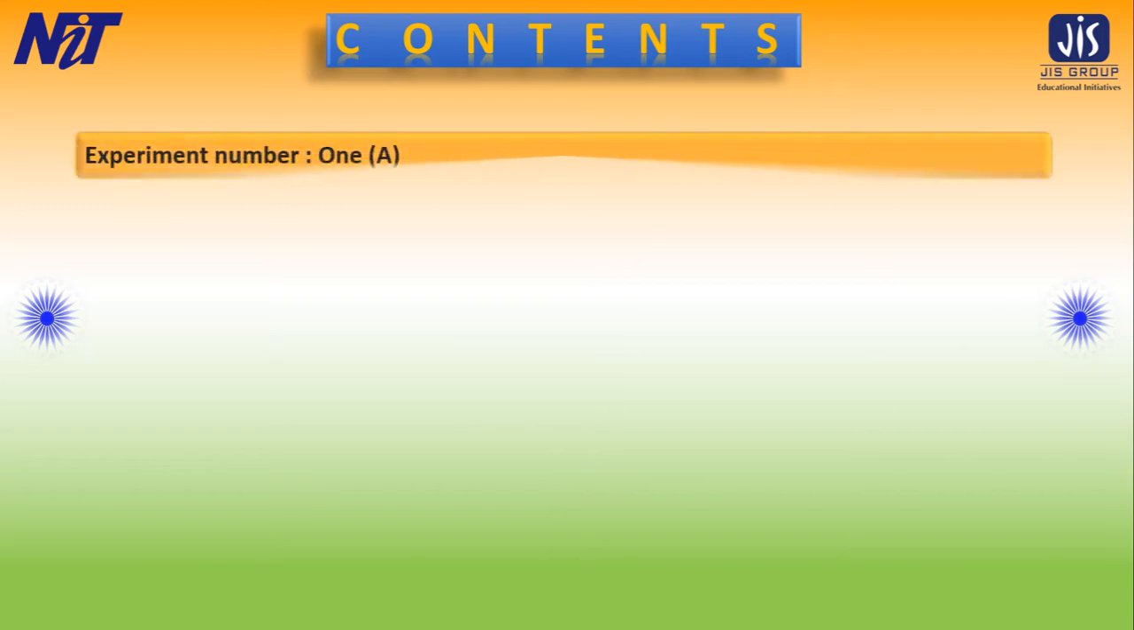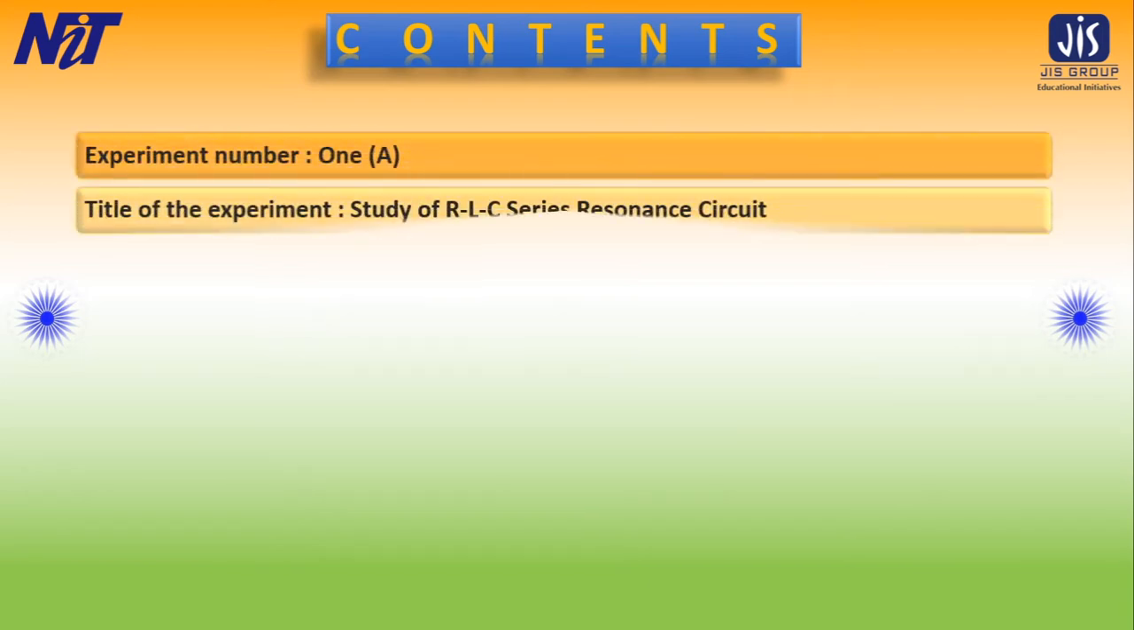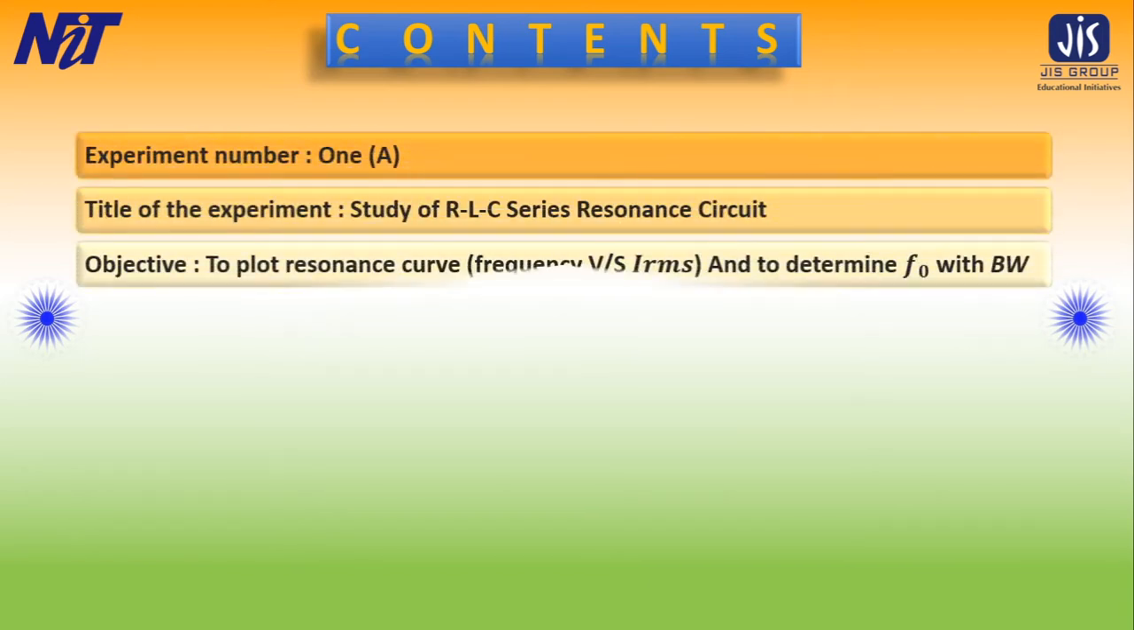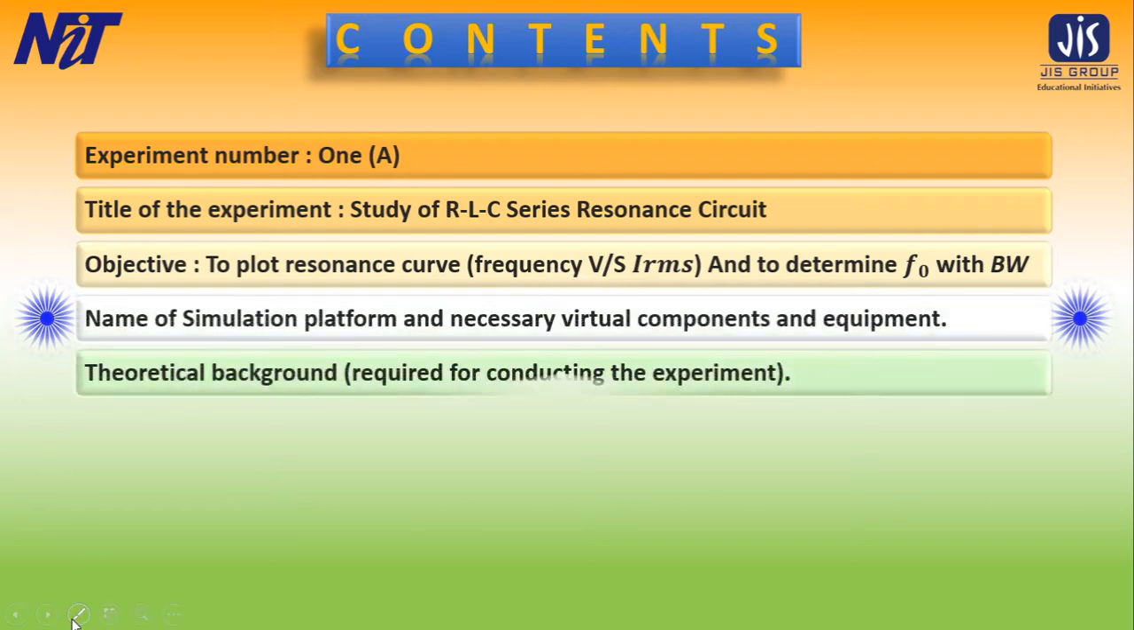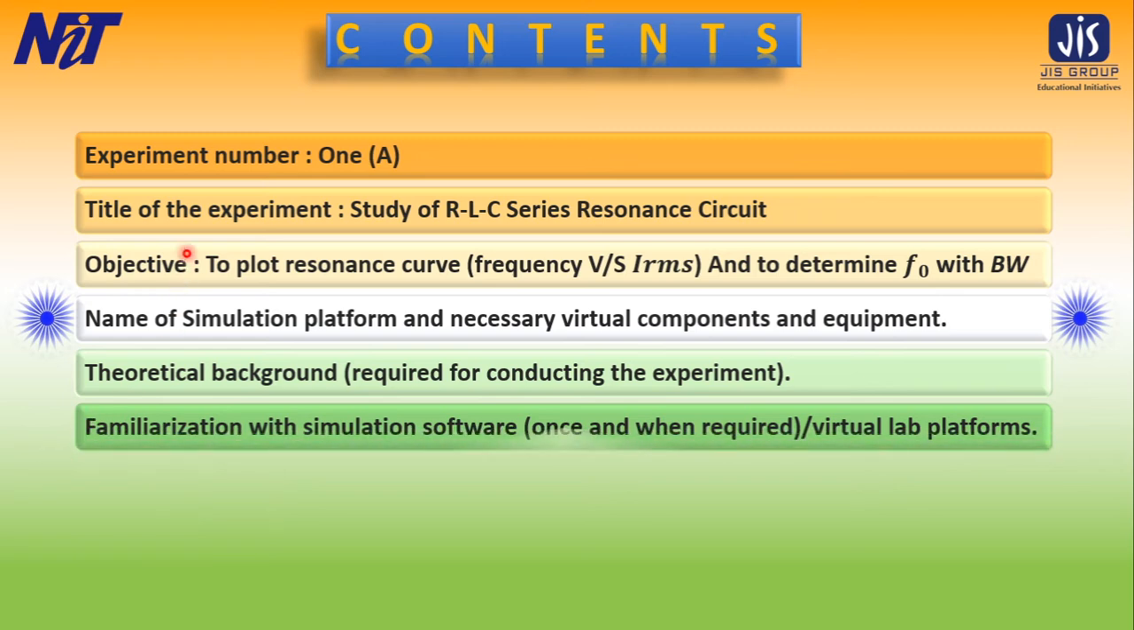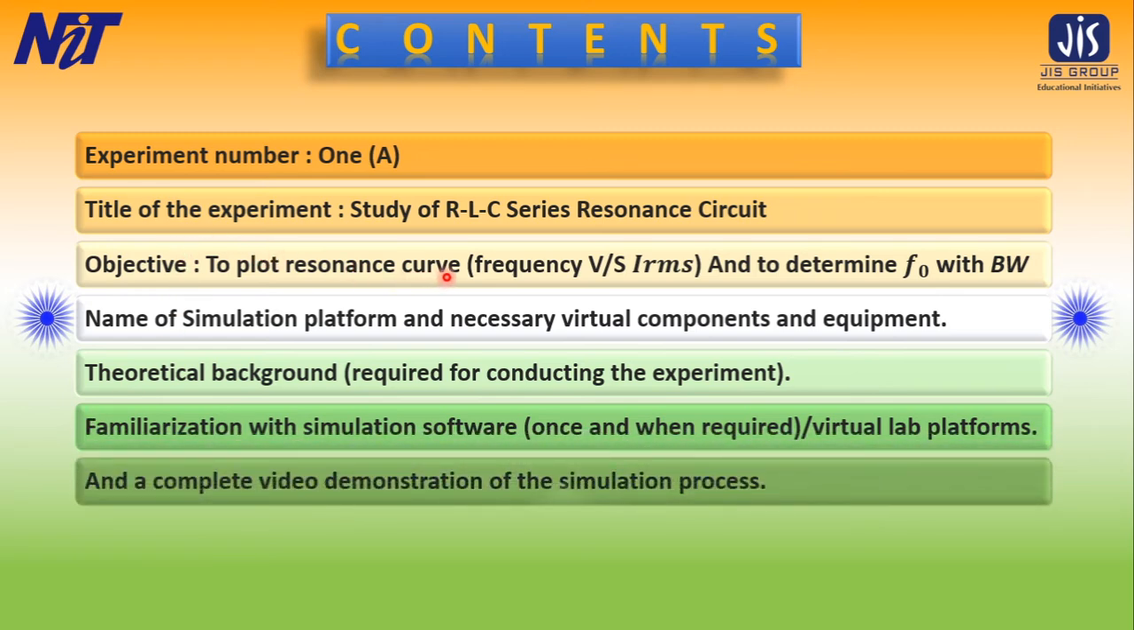Today's content is experiment number 1. Title of the experiment: Study of RLC resonance circuit. Objective: to plot the resonance curve, frequency versus IRMS, and to determine the F naught, that means resonant frequency, along with the bandwidth.